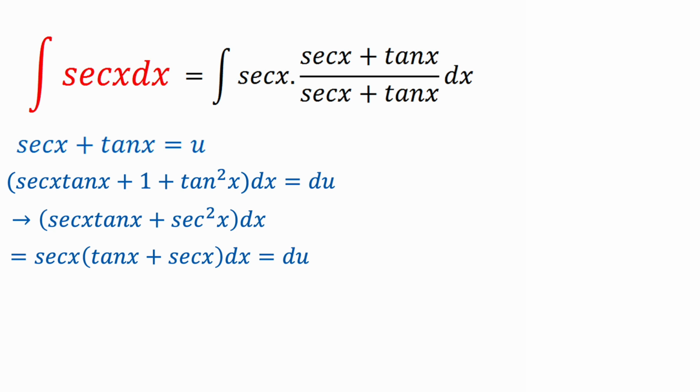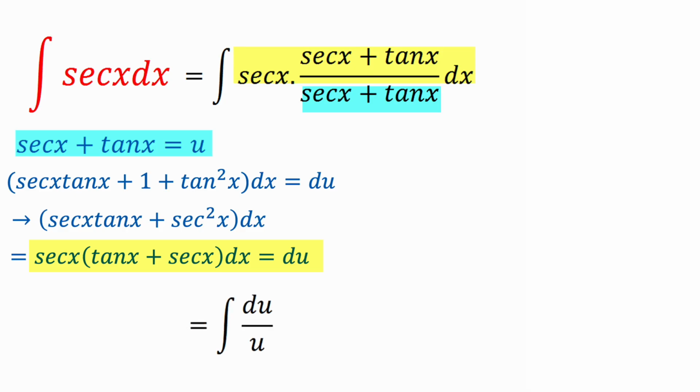Now look at the fraction. Wasn't that the numerator of the entire fraction? Secant x times secant plus tangent. So what did we call this? du. So the numerator became du. What was the denominator, do you remember? Secant plus tangent. And what was it called? U. Okay then, so we have du over u.